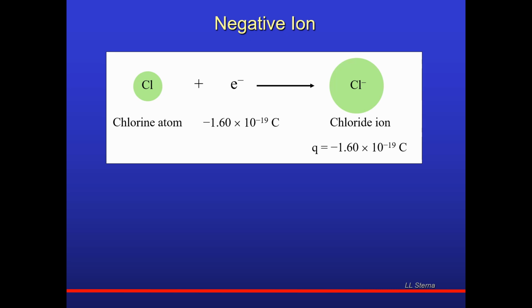Notice we added an electron. The chloride ion is somewhat larger than the neutral chlorine atom.